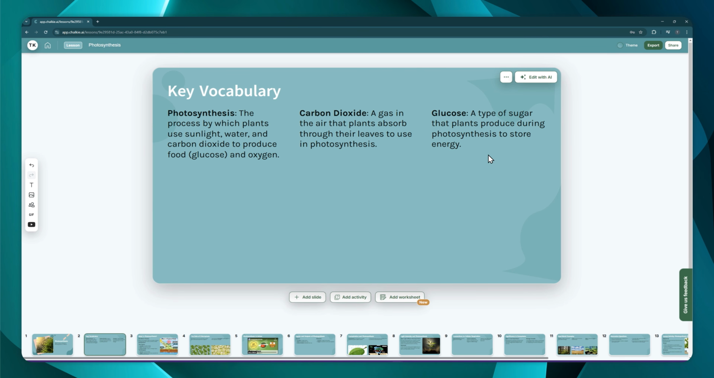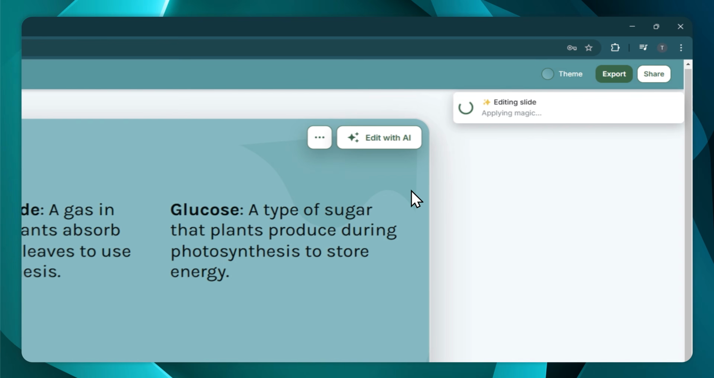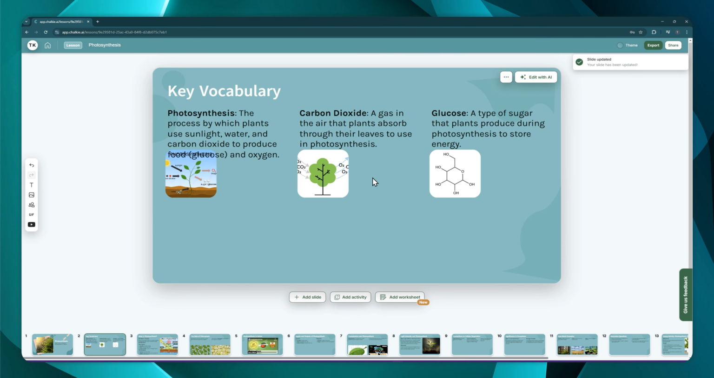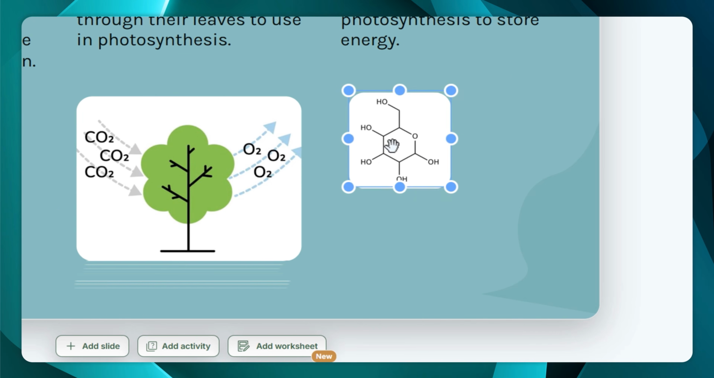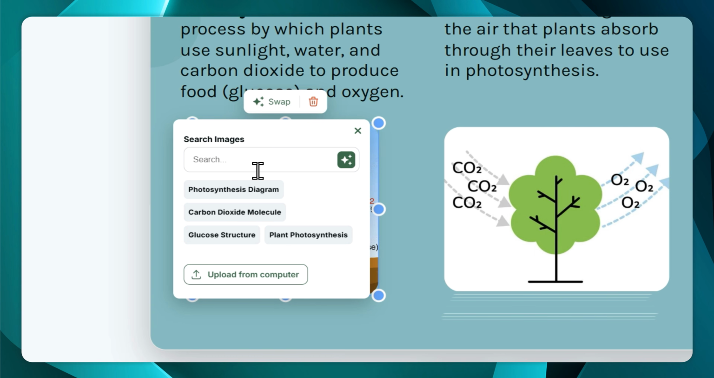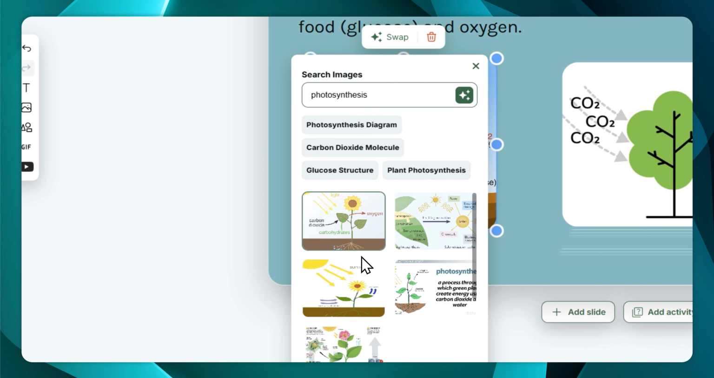Let's say I want to add an image for each of these terms. I'll click here and enter my prompt. In seconds, the AI returns what I requested. Adjust their size and placement to fit the slide better. And obviously, if you are not happy with an image, like this one for example, you can swap it with another one.